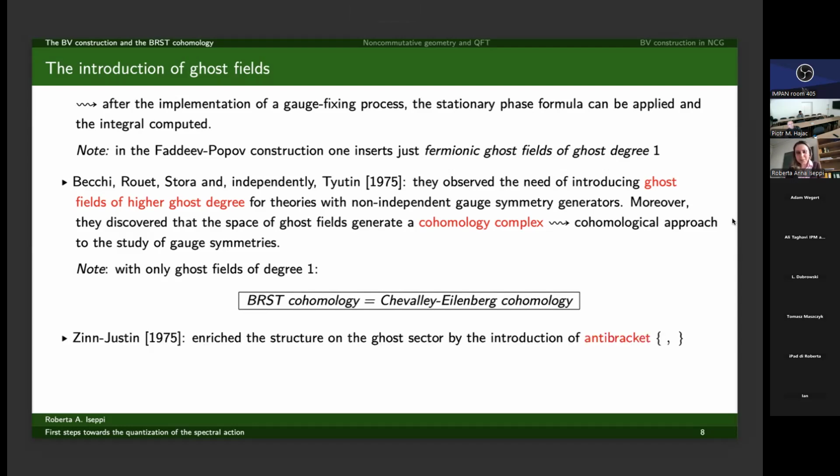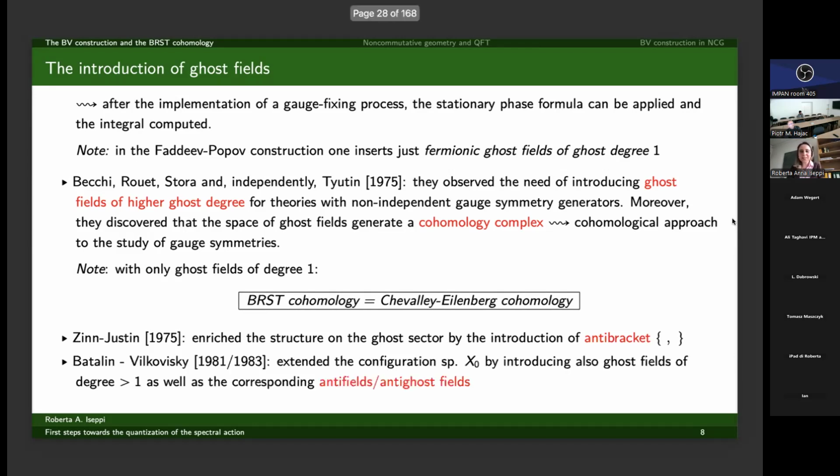The next step in the story was the introduction of an anti-bracket structure, and we're going to see in a second why that was important. And finally, there was the work of Batalin-Vilkovisky, who gave the name to the entire construction. Their intuition was the idea of not only introducing ghosts, but also introducing anti-ghosts, so somehow doubling everything you're doing.